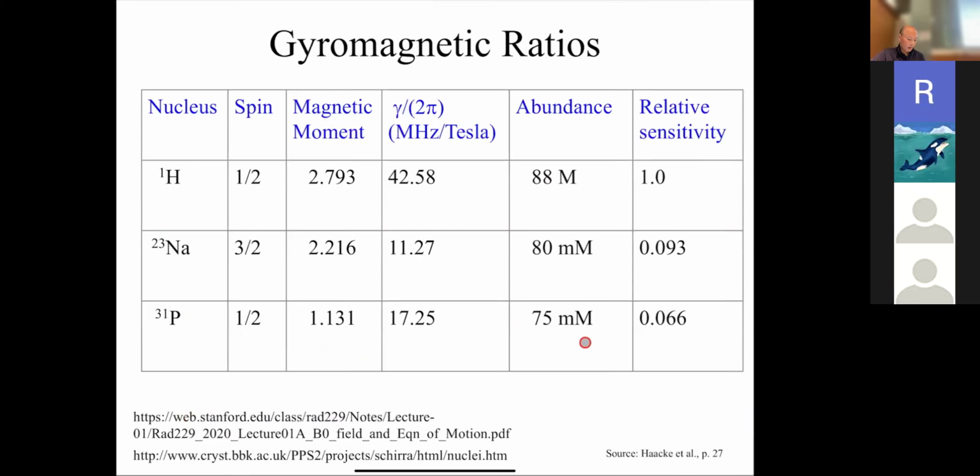Okay. These are just showing different ratios for different elements. One of the things we want to look at is one of the reasons why hydrogen proton imaging is the most popular imaging for clinical: the relative sensitivity of the measurement is very high. As you go to these other materials, the abundance goes down a lot, and also these gamma over 2 pi values go down, and that just makes these less sensitive measurements. You can still do them, but they're not as sensitive.